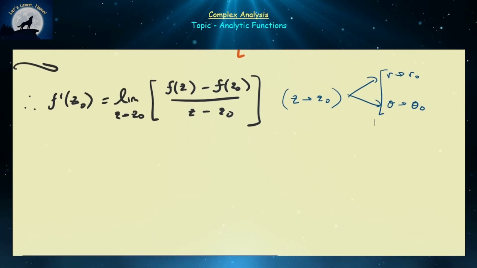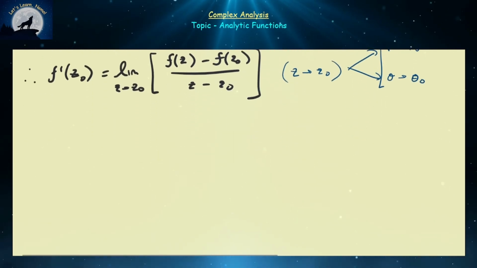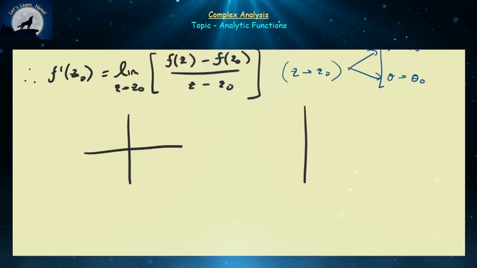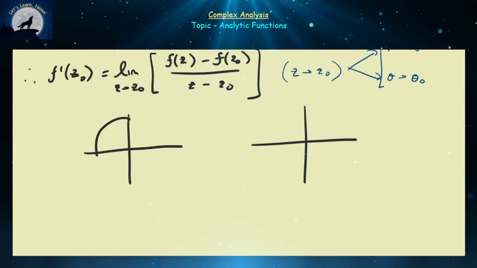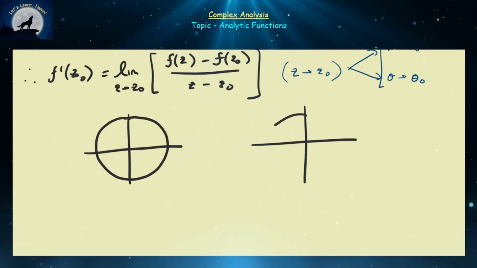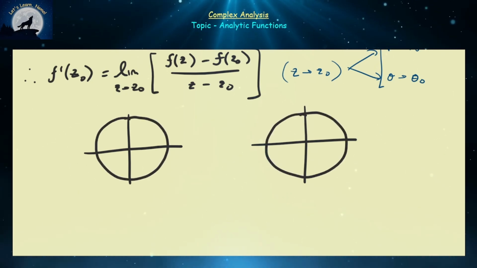So let's just draw a quick representation of what we exactly mean by r approaching r naught and theta approaching theta naught, just in case you aren't familiar with how limits work in the polar coordinate spectrum. All right, so let's draw our circles here. Let's assume that's our theta naught, and let's assume that this is our r naught here.